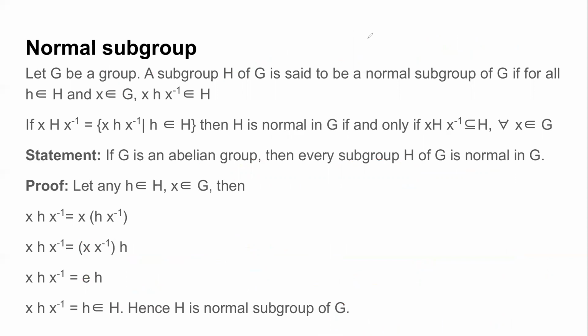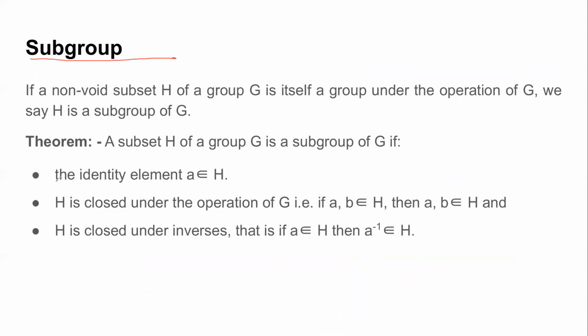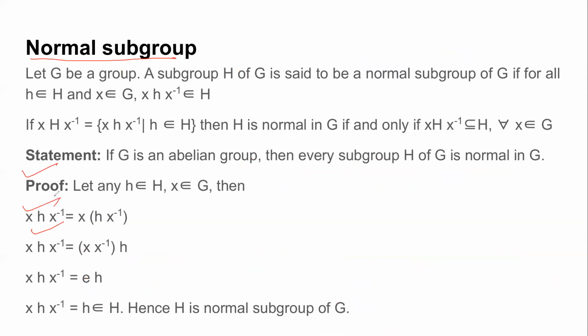So the next thing we have now is a normal subgroup. So there was something called subgroup. Now there is something called normal subgroup. If you recall what a subgroup was, a subgroup had identity, inverse, and closure. Now let us see what is this normal subgroup.